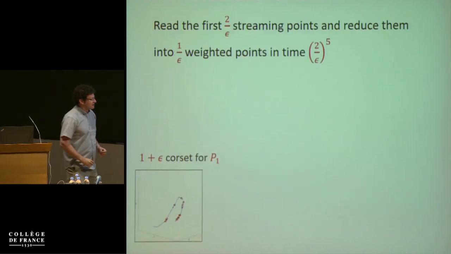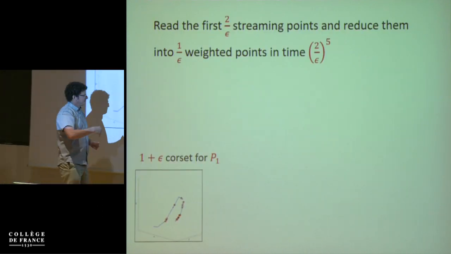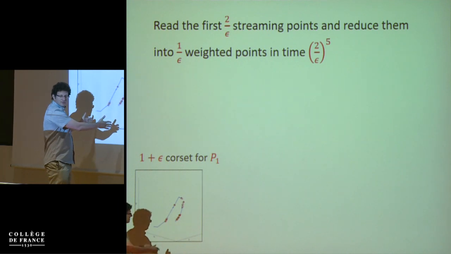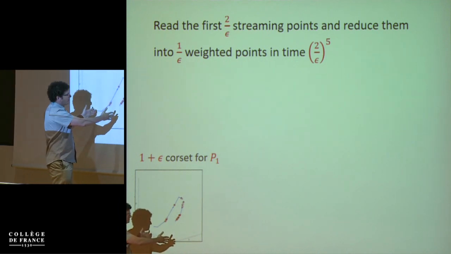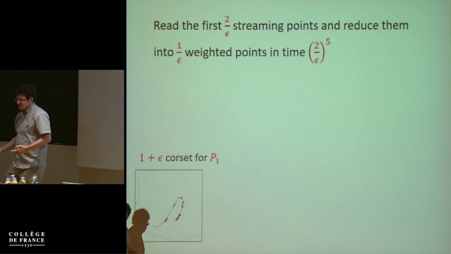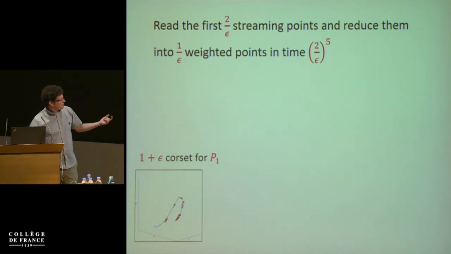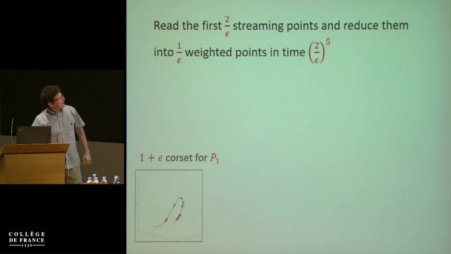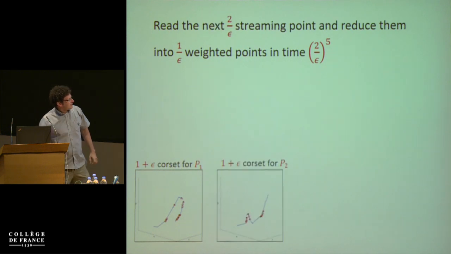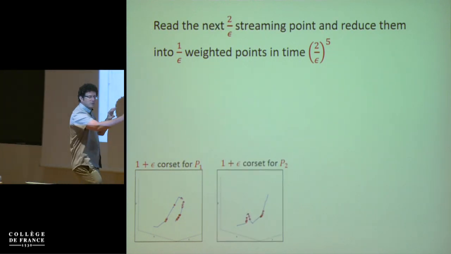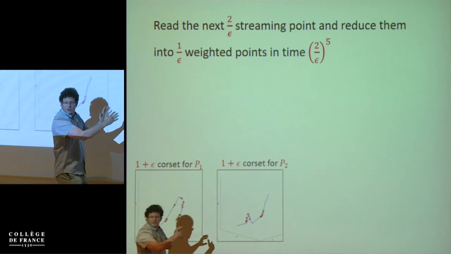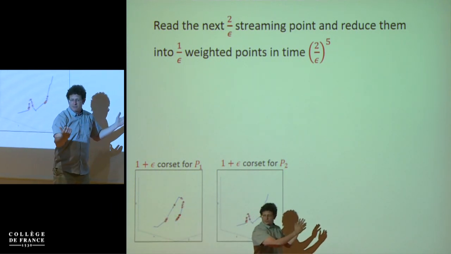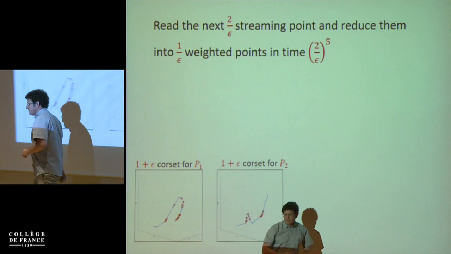And the idea is this. So you have streaming of data. Take the first 2 over epsilon points and compress them to 1 over epsilon. So that's easy because this is just a small set of points. And even if you're slow, it's okay because you just run the algorithm on a small number of points. Then you do this for the next set, and you compress them. The problem is that if you continue, eventually you have too many compressions in memory, and the memory will explode.